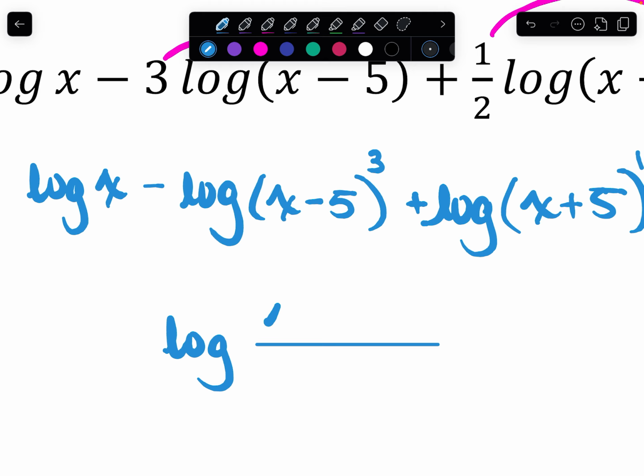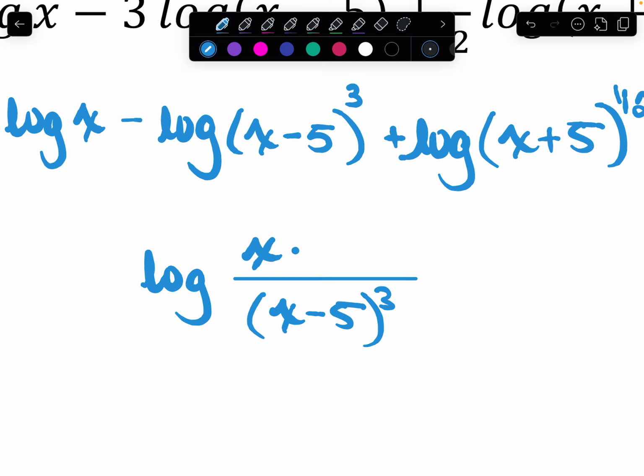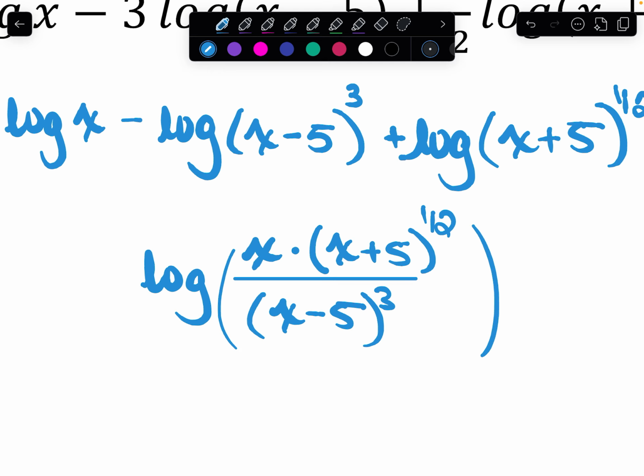The x is positive, so it's going on the top. The x minus 5 to the third is negative, so it's going on the bottom. Then the next one's positive, so times x plus 5 to the 1/2. And there is nothing you can do to clean this up. This is all we can do with it.